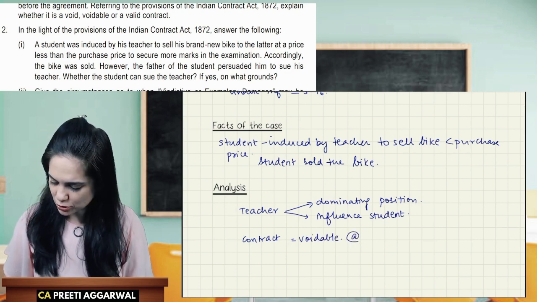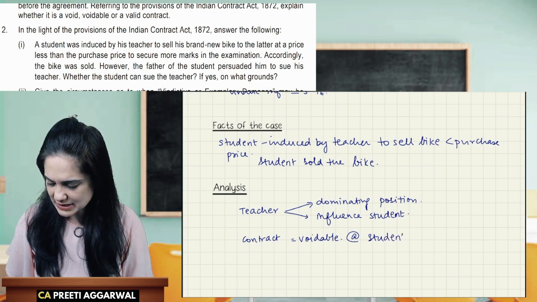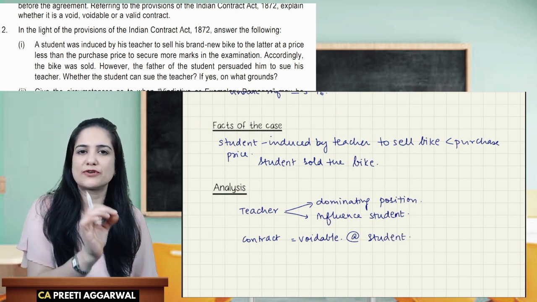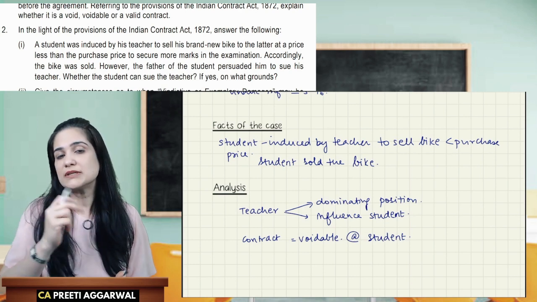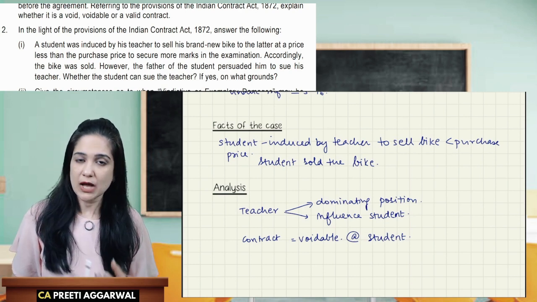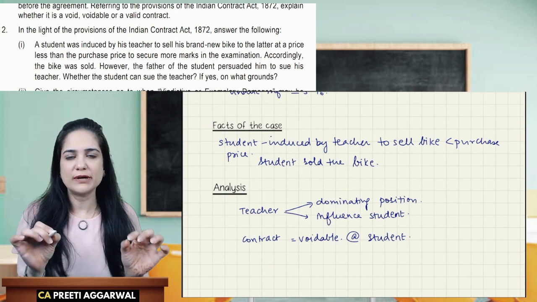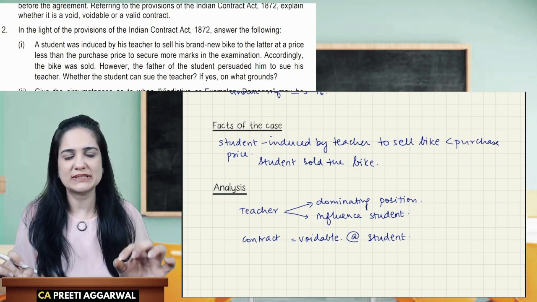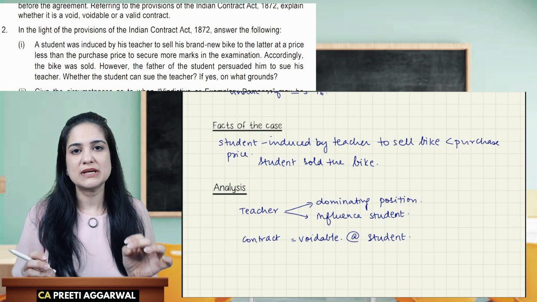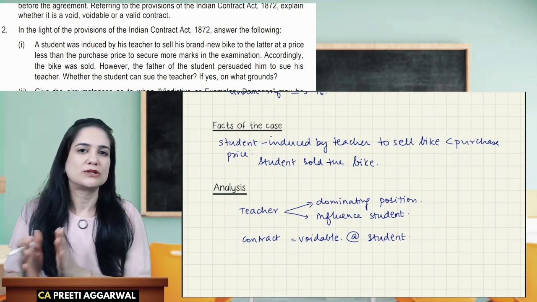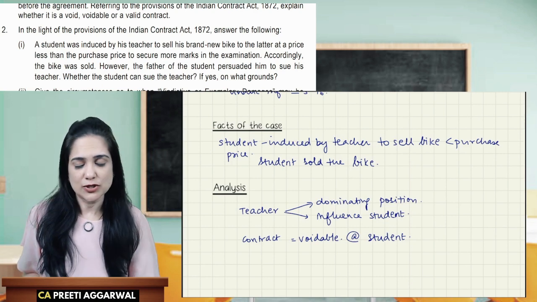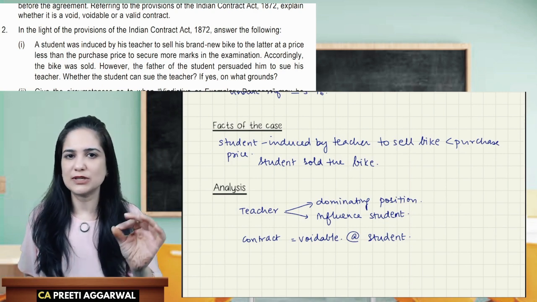At the option of the student. So the next sentence which you will write is that the contract is voidable at the option of the student. You have to explain who is in the dominating position. Teacher. Because the contract is voidable at the option of the person whose consent is so obtained, right? So in this case, you have to show who is in the dominating position and at whose option the contract will be voidable. So you will say that the teacher is in the dominating position.